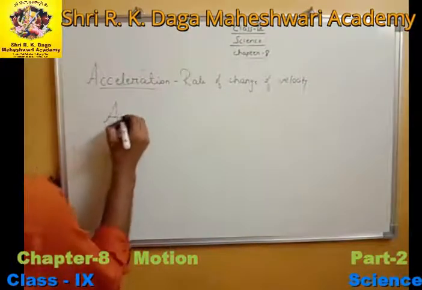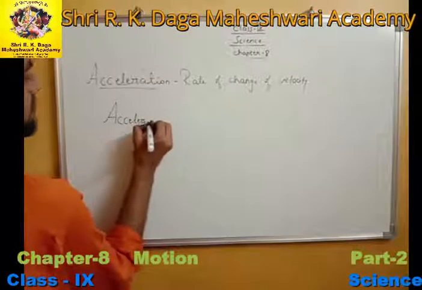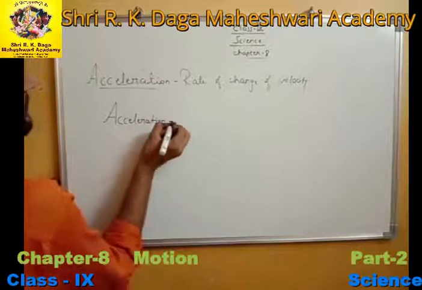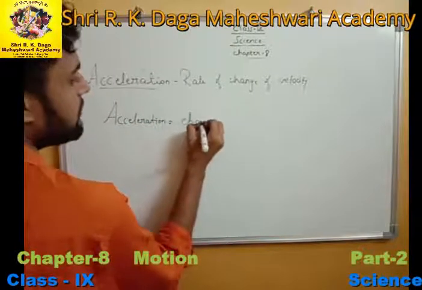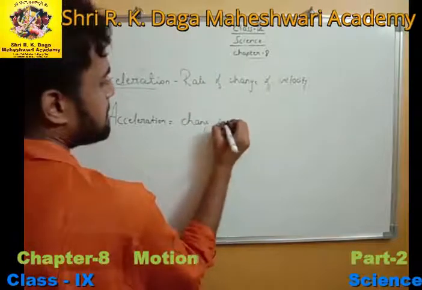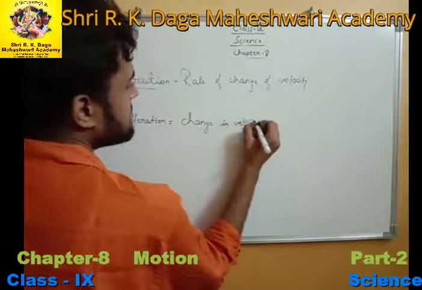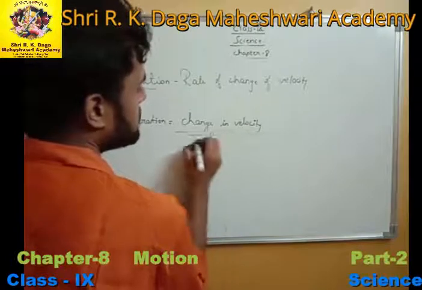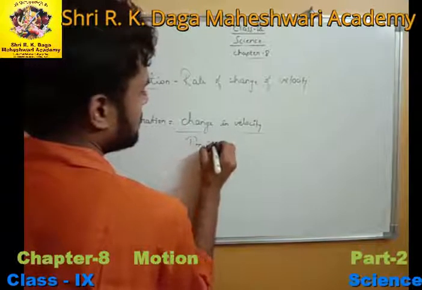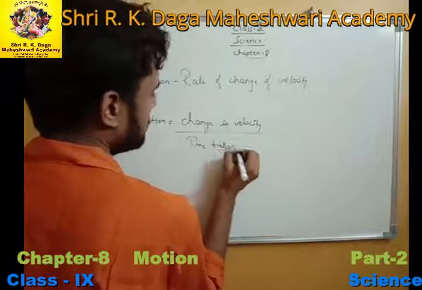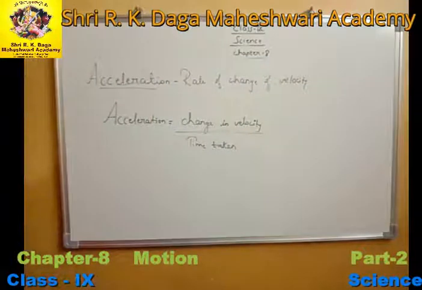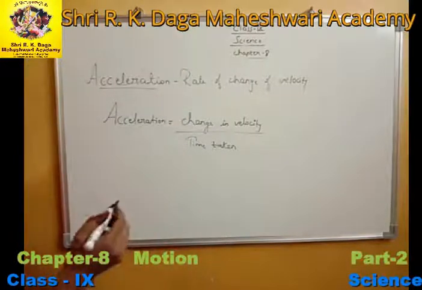What will be the formula for acceleration? Acceleration is equal to change in velocity upon time taken. Okay, change in velocity upon the time taken to cause that change, and this whole phenomenon is said to be acceleration.